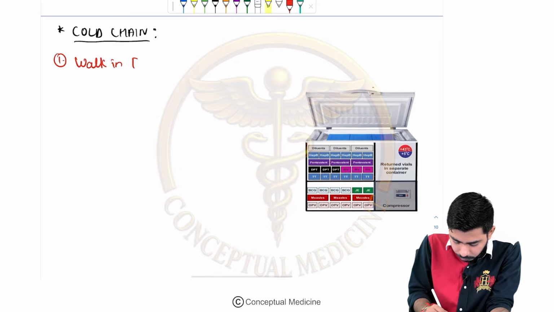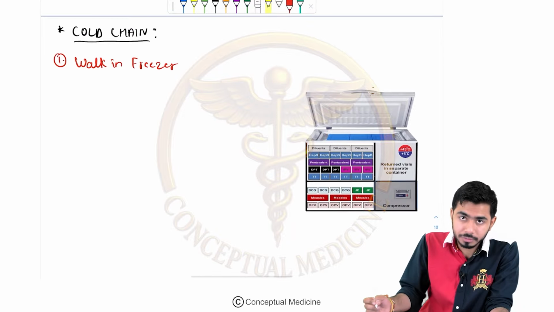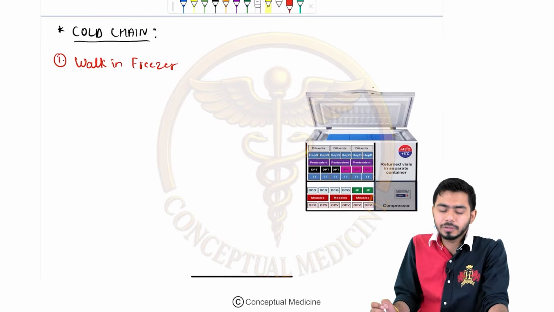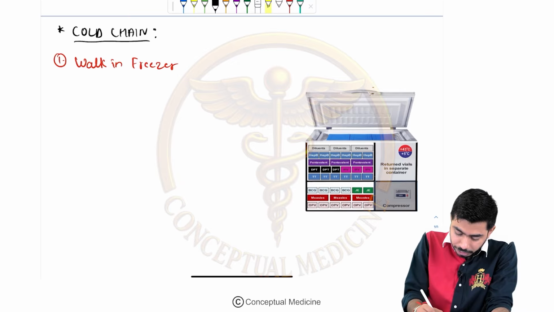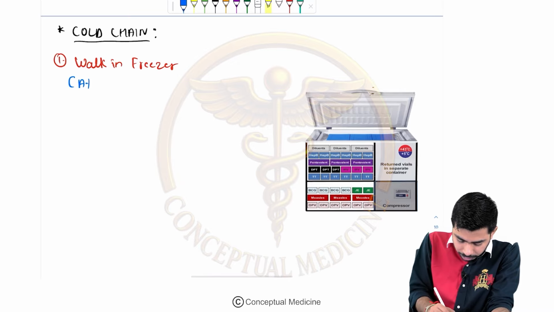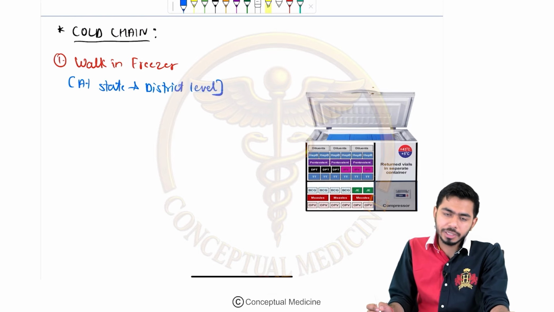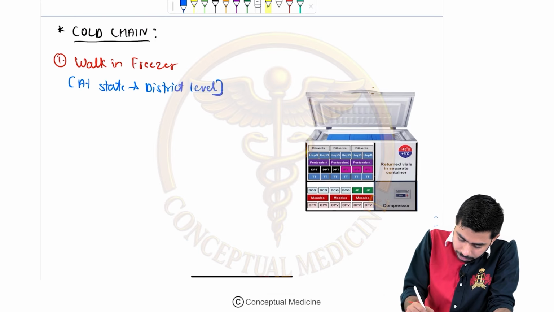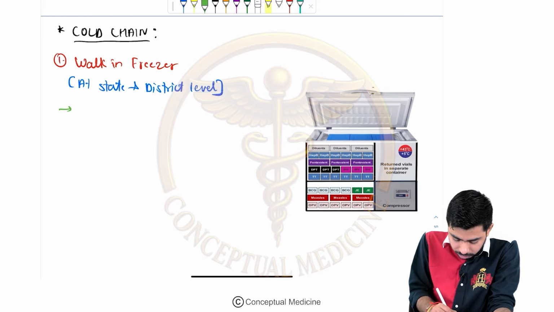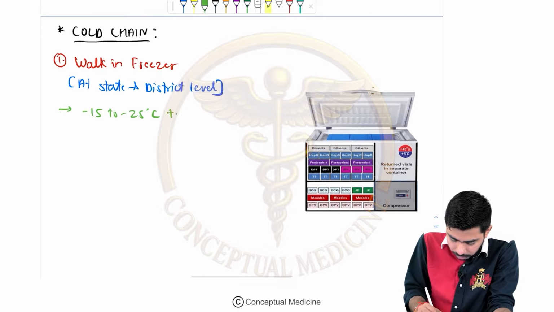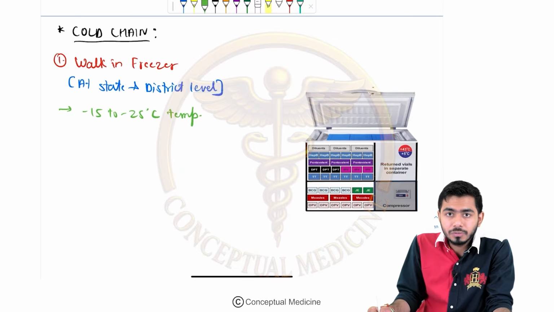That will be the walk-in freezer, right? Yes, these are the bigger freezers that can be used at state level and the district level hospitals. Here, what will be the temperature we shall be talking about? The temperature we are using in the walk-in freezer is -15 to -25 degrees Celsius, right?